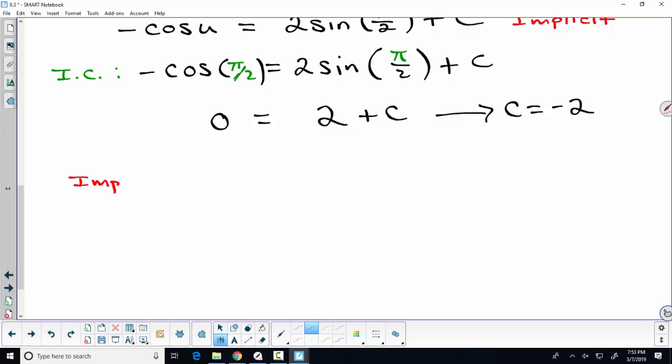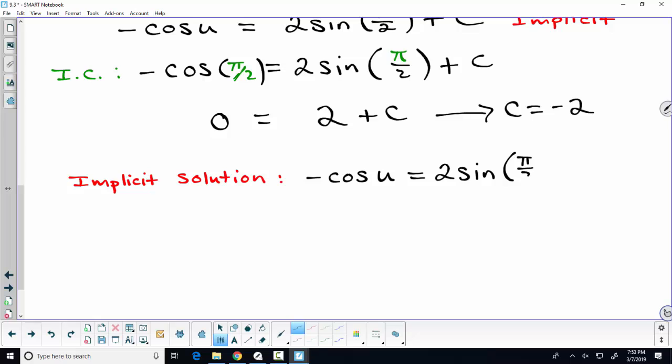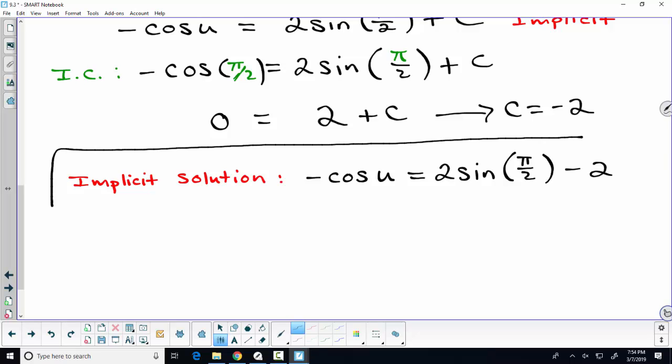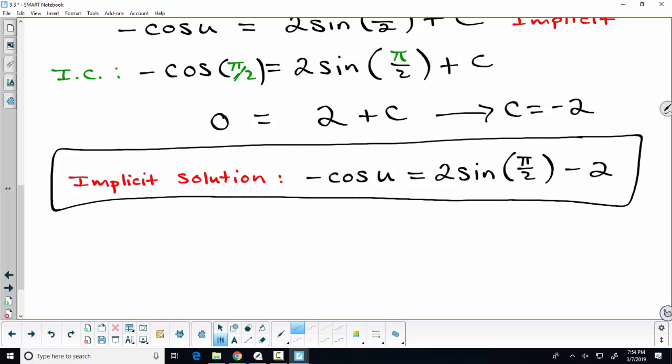So the implicit solution is negative cosine of u equals 2 sine of x over 2 minus 2. Could C also be 2 if you multiply by negative? Yeah. Then you would want to say cosine of u is minus 2 sine of x over 2 plus 2. Pi over 2 or x over 2? Oh, yeah, it was x over 2. Ryan, I was going to ask, would u of x be negative inverse cosine of all of that on the right side? Yeah, close. It's the inverse cosine of the negative of this stuff. So we would negate first and then take the inverse cosine.